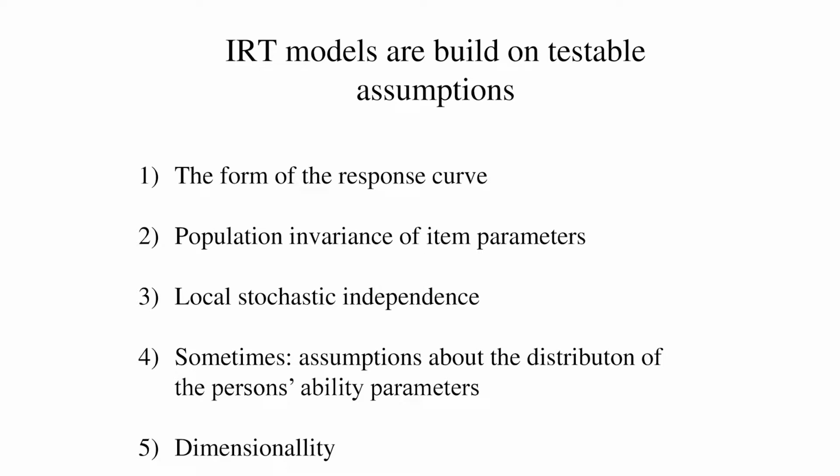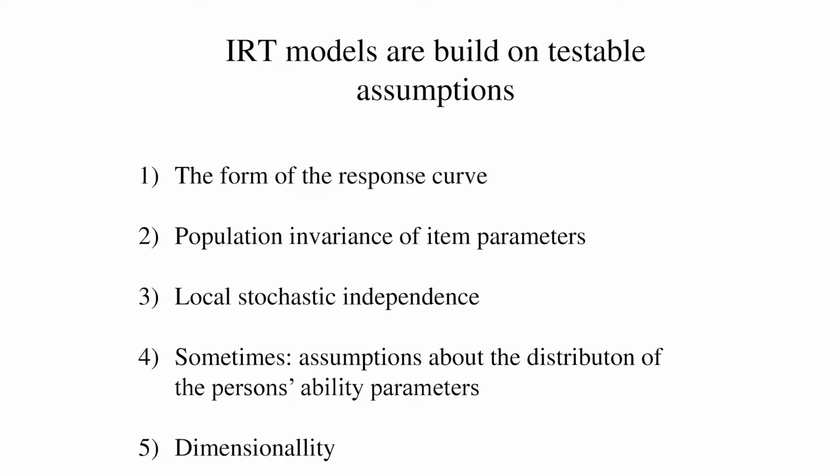The second one is population invariance of item parameters. We assume that for some population the item parameters are the same, so that the responses of people from this population are modeled and mapped to the same common scale.